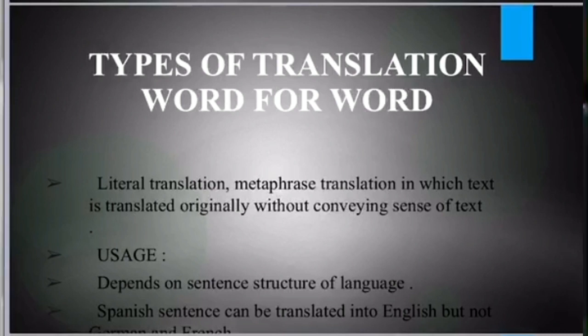It has different usages, but its usage depends upon the sentence structure of the language. If the sentence structure is acceptable in the language, then it's appropriate to use word for word translation. But if it's not, then we are not able to use word for word translation. For example, we have a sentence in the Spanish language and we want to convert that sentence into the English language. The Spanish is the source text and the English is the target text. We can do it, it's possible to do that translation. But if we want to convert the same Spanish sentence into a German or French sentence, we are unable to do that because their sentence structures are different.